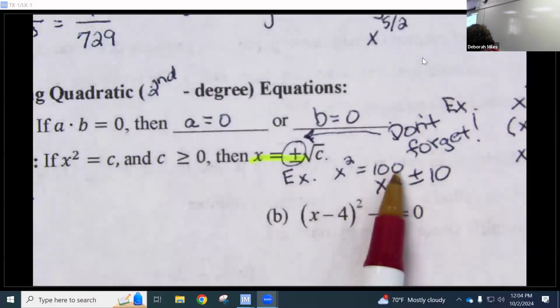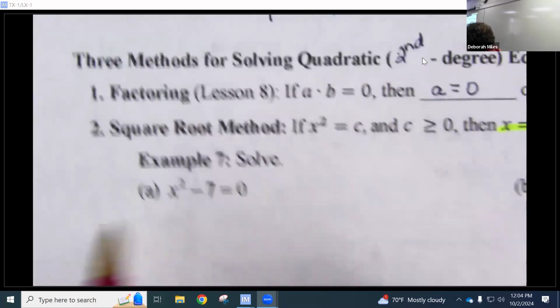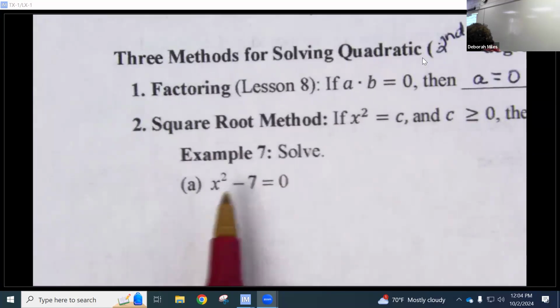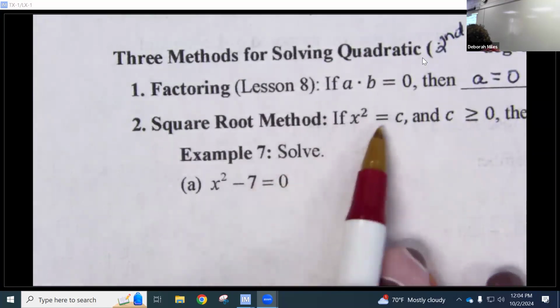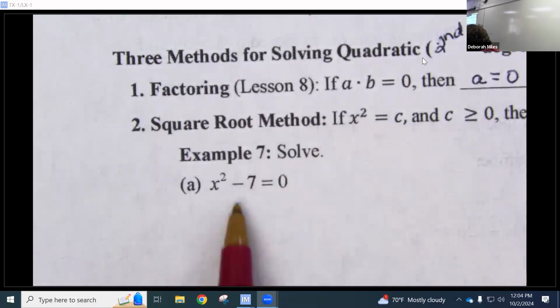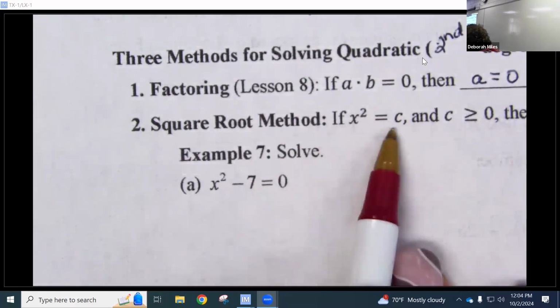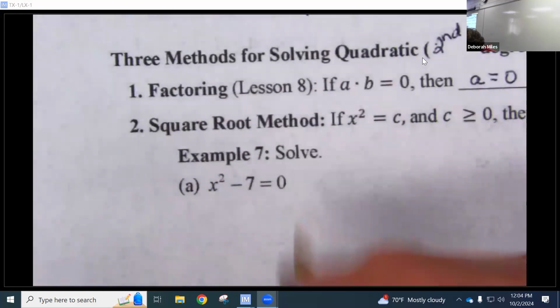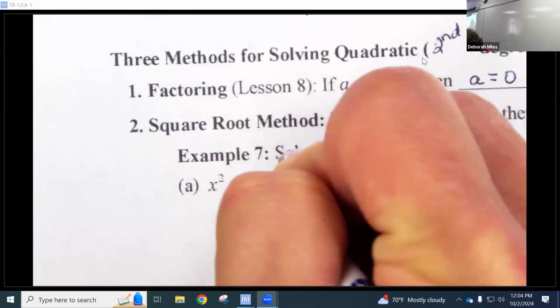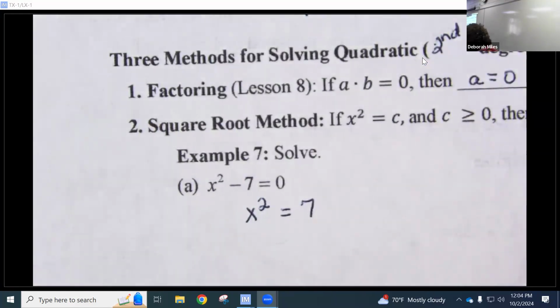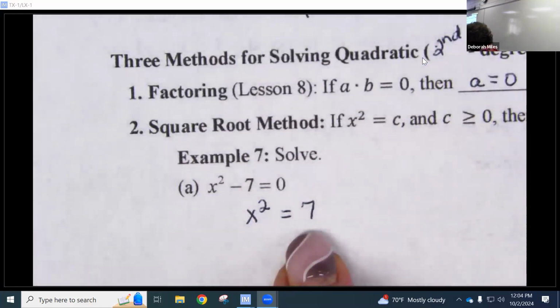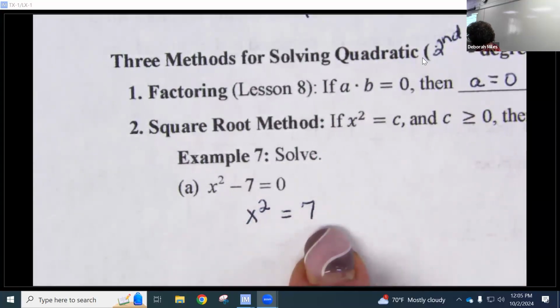Now, because 100 was a perfect square, we just squint and solved that one. We just looked at it and knew the answer. How could I get this in the form of this? What could I do to make this equation in this form? Add 7 to both sides. Just add 7. And then it'll look just like x squared equals 100, but only 7's not a perfect square. What can I square to get 7?